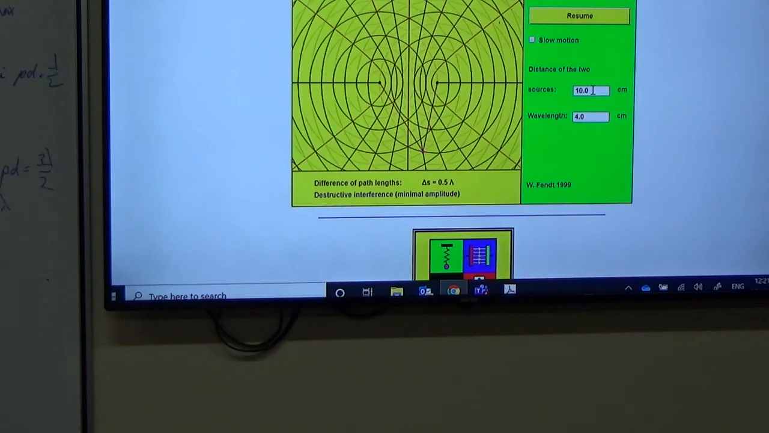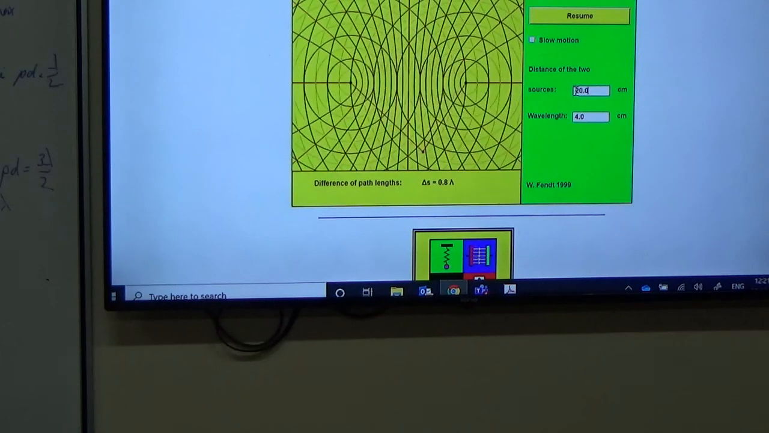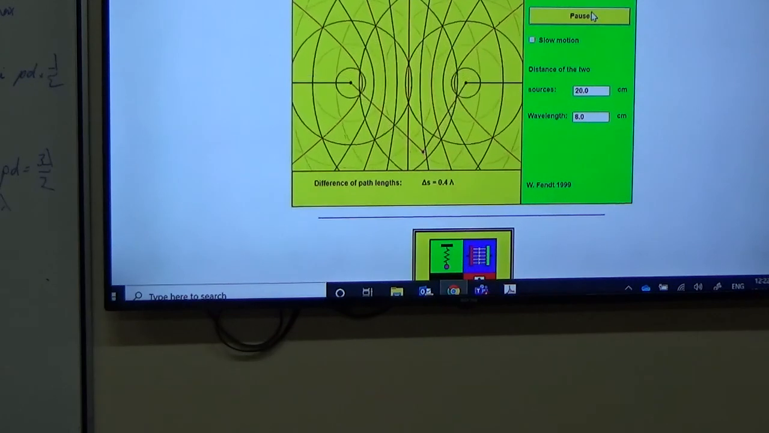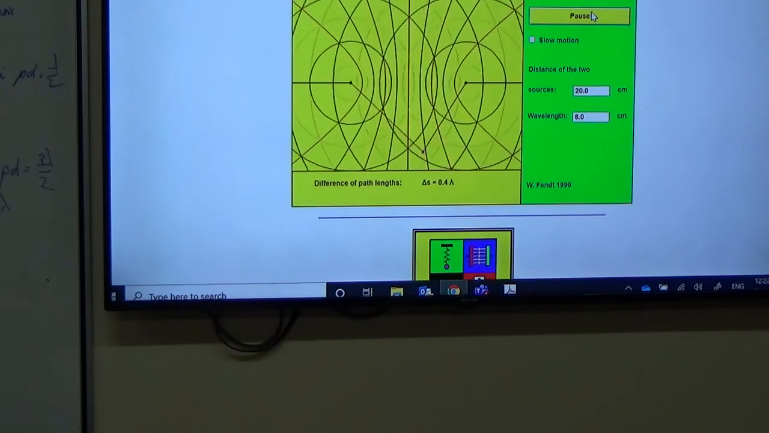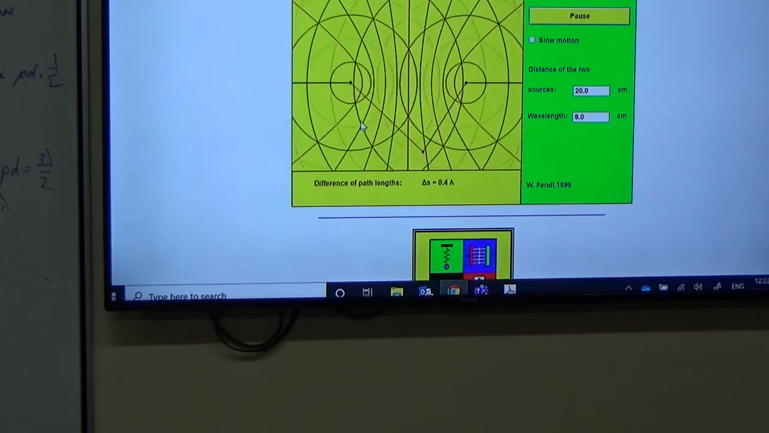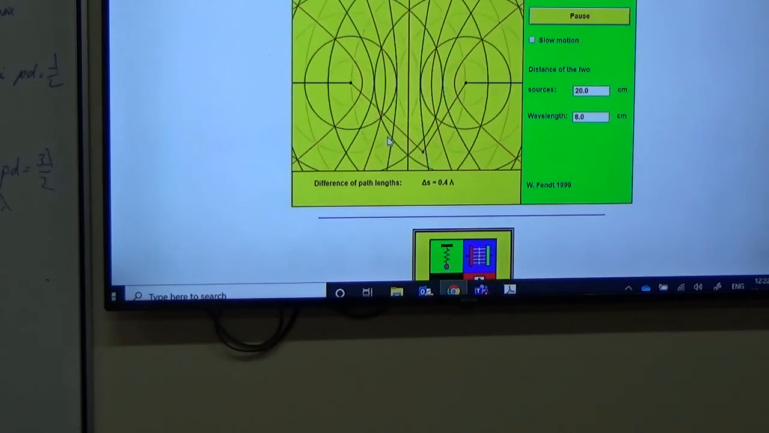Alright. Let's make the sources further apart. So instead of 10, let's make it 20. So now we've got more nodal lines, but they're closer together, so the pattern is closed up. I could have similarly done that by, if I increase the wavelength to 8, we should go back to where we were. So we've still got the same number, 2 nodal lines, on each side.